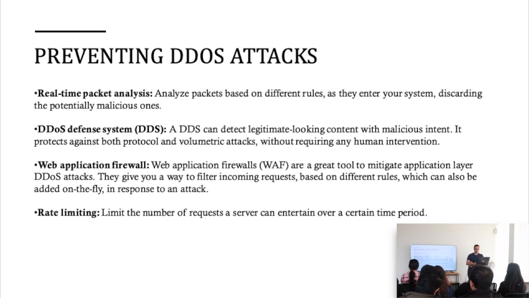Some of the preventive measures are real-time packet analysis, in which we analyze the packets based on the rules we've set and discard the potentially malicious ones. The second one is a DDoS Defense System, in which we detect legitimate-looking content with malicious intent, and it protects against protocol and volumetric attacks. The third one is a web application firewall, which is really good to prevent application layer attacks. In this, we use the firewall to filter the incoming requests based on the rules we've set. And finally, rate limiting, in which we limit the number of requests a server can entertain over a certain period of time. Thank you.